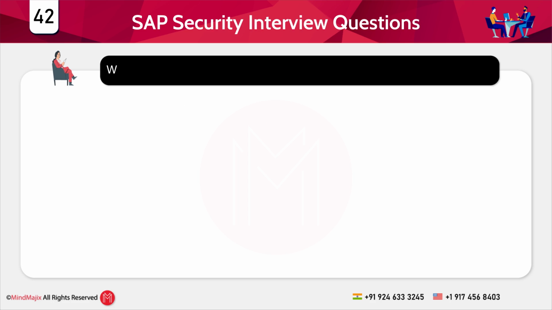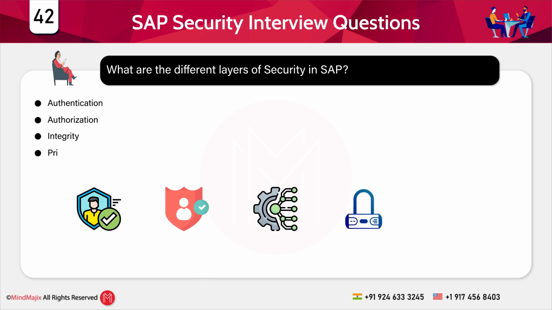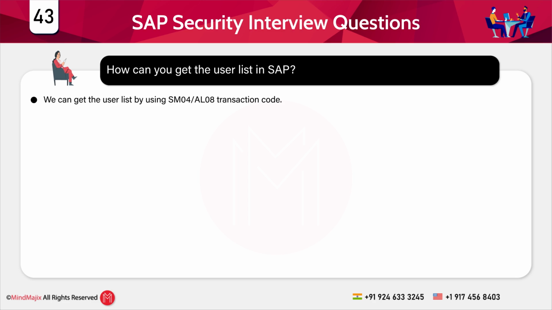The next question is, what are the different layers of security in SAP? So SAP supports multiple layers of security such as authentication, authorization, integrity, privacy, and obligation. The next question is, how can you get the user list in SAP? So we can get the user list in SAP by using the SM04 or AL08 transaction code.